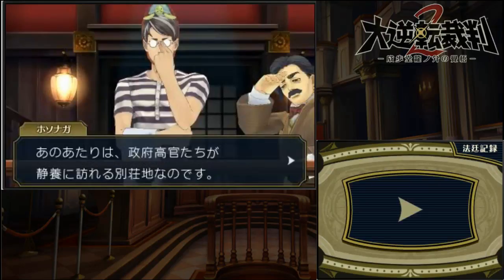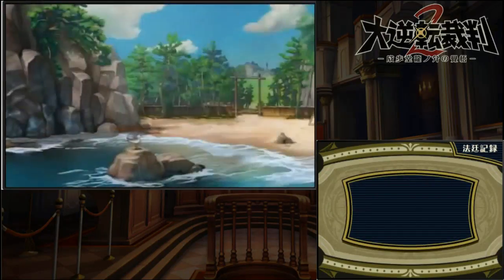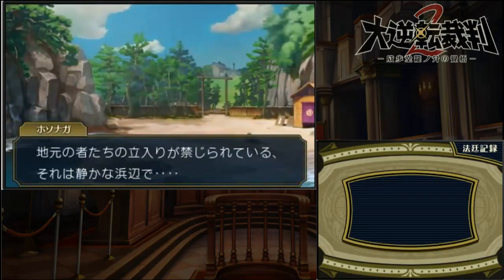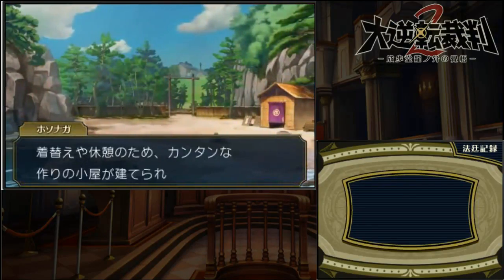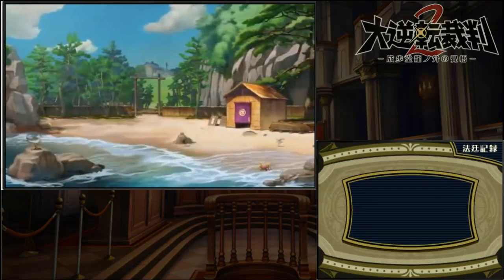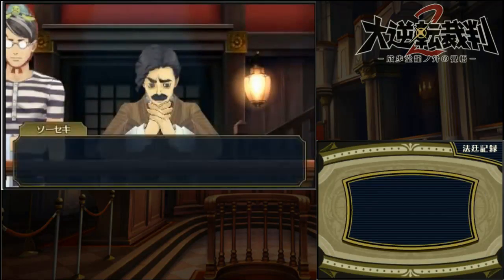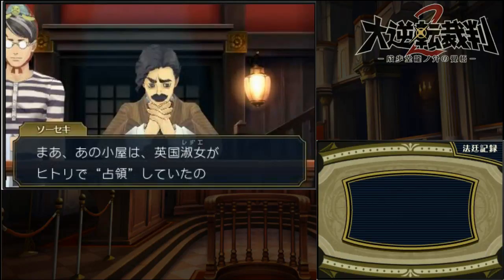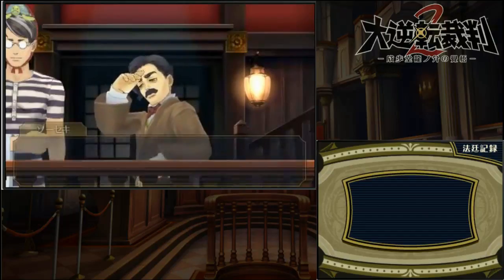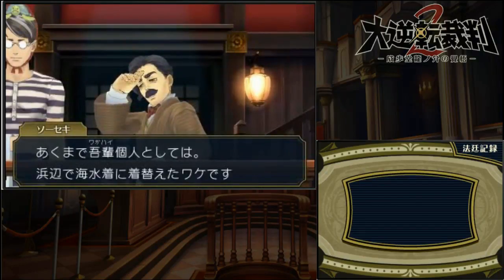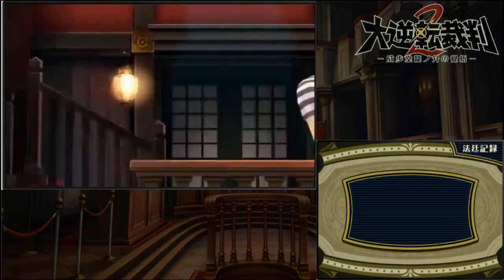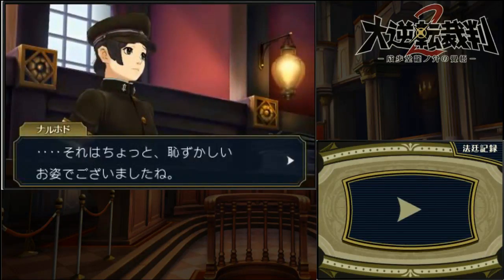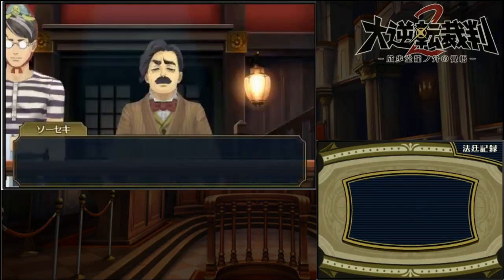That area is a popular recreation location for government officials. It's a quiet beachside, as the location is closed off to commoners. A simple hut was constructed for the changing of clothes and breaks. Well, the English woman alone was hogging that hut for herself, leaving me to change his wear on the beachside. Ooh, nobody wants to see that. That must have been something of an embarrassment for you.